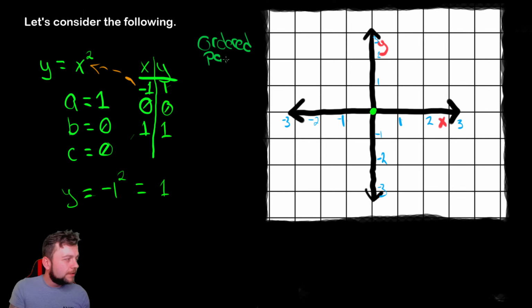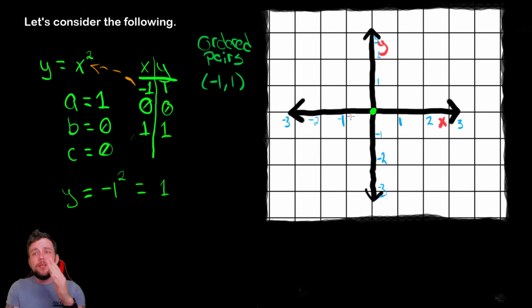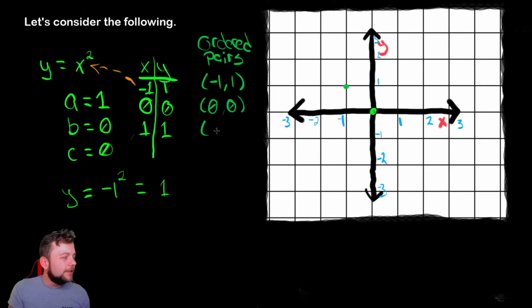Ordered pairs. And our first one is -1, 1. Okay? So let's graph that. So we go 1 to the left, and then 1 up. We are right here. And then we have 0, 0, which I've already plotted, and 1, 1, which is 1 to the right, and 1 up. So these are our 3 ordered pairs we are using. And we will do a couple more just so you can see it.